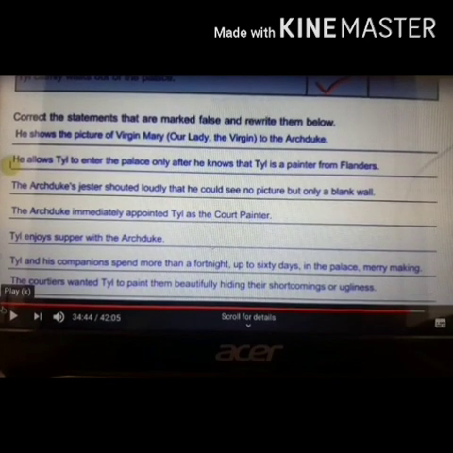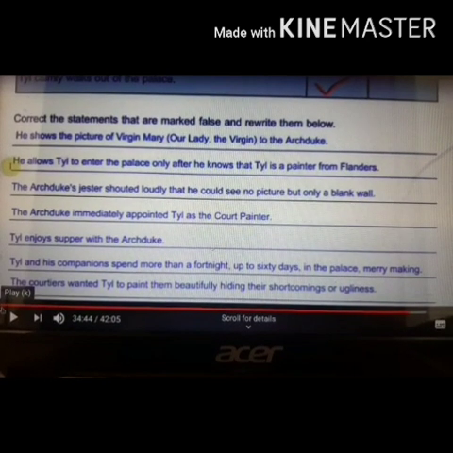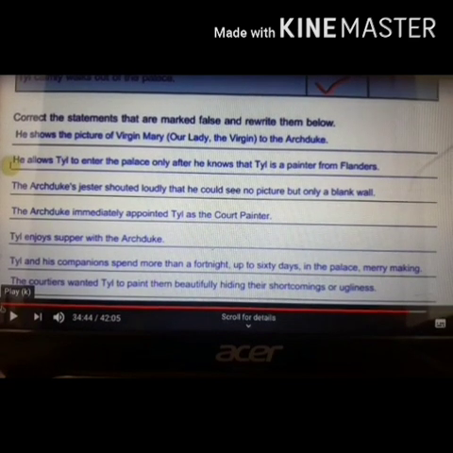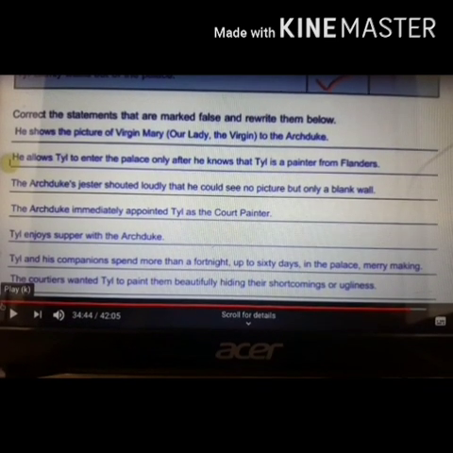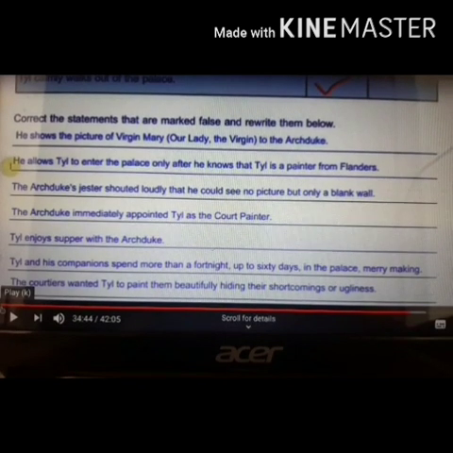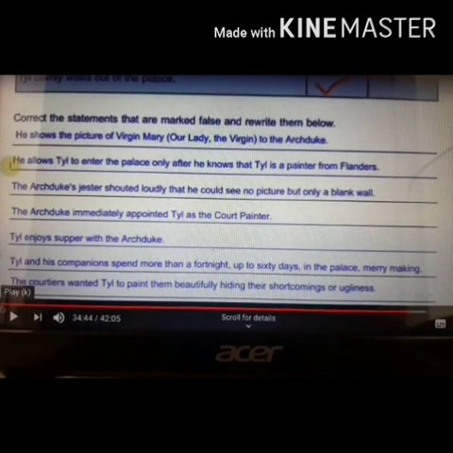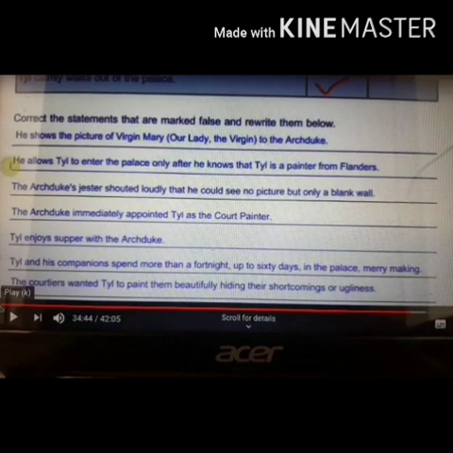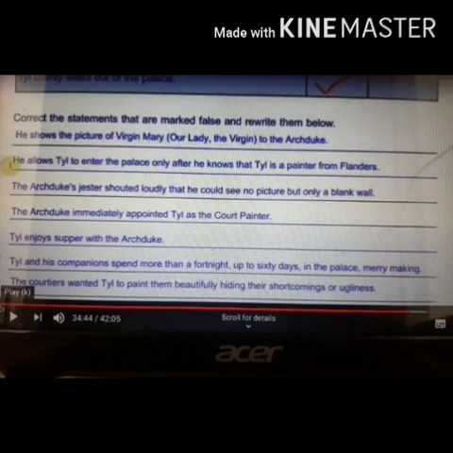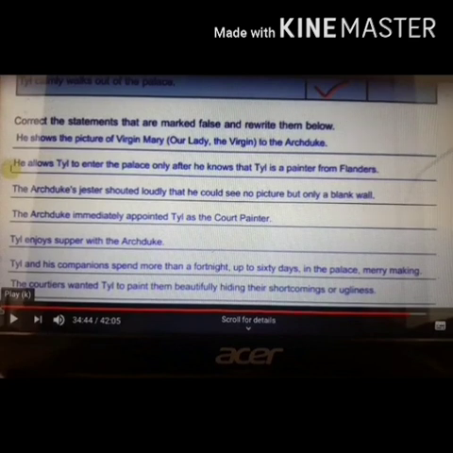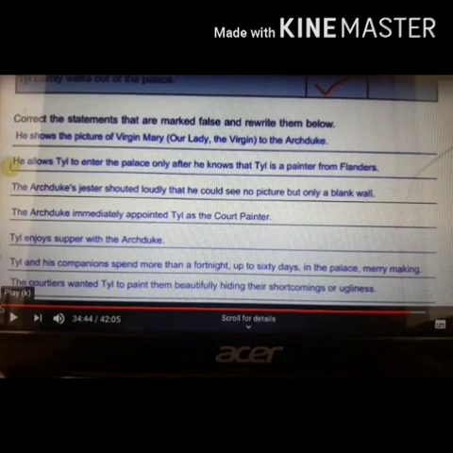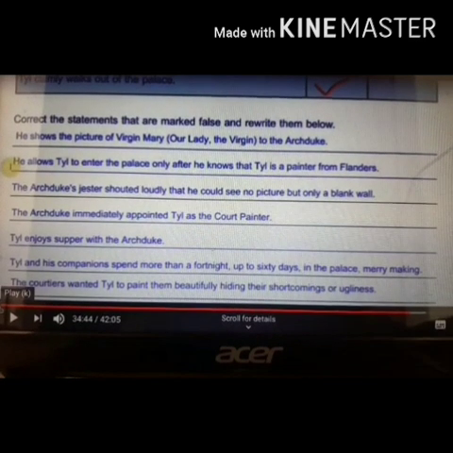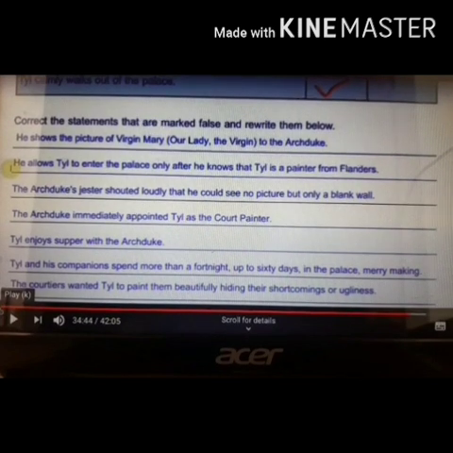He shows the picture of Virgin Mary, Our Lady the Virgin, to the Archduke. He allows Till to enter the palace only after he knows that Till is a painter from Flanders. The Archduke's jester shouted loudly that he could see no picture but only a blank wall. The Archduke immediately appointed Till as the court painter. Till enjoys supper with the Archduke. Till and his companions spend more than a fortnight, up to 60 days, in the palace merrymaking. The courtiers wanted Till to paint them beautifully, hiding their shortcomings or ugliness.